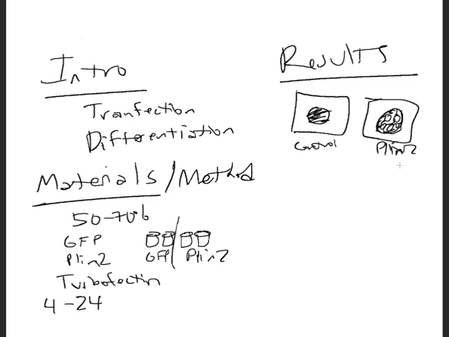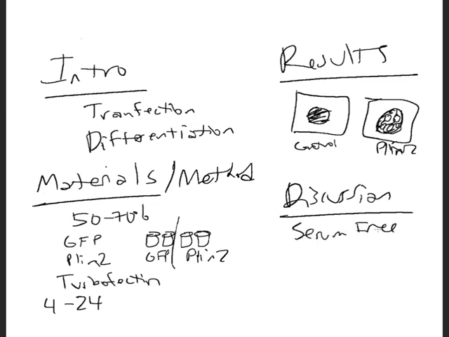And then under discussion for your write-up, basically talk about some of the things that could go wrong, especially when you're dealing with transfection, things like the serum-free medium. That's something that people mess up on all the time when doing this process, in terms of the efficiency of that.